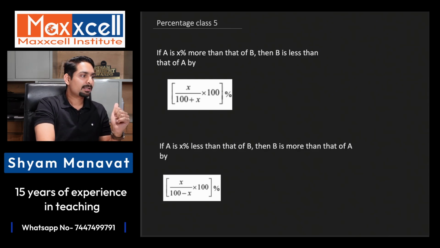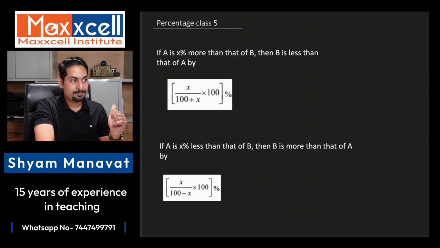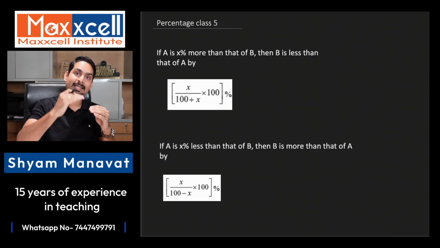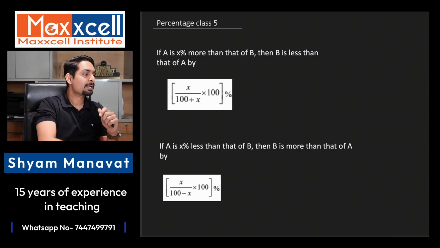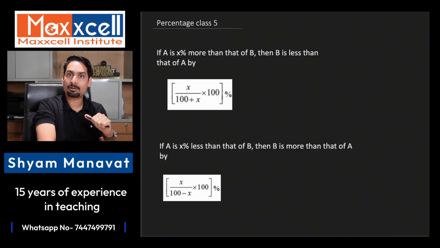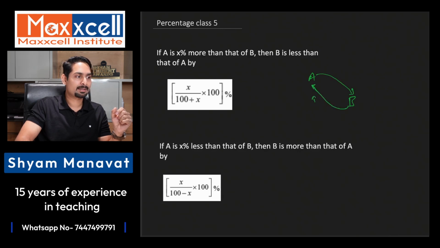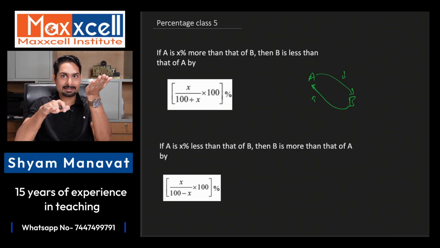Suppose A is X% more than B. As I said earlier also, if you say more or you say increase, it's one and the same thing. So A is X% more than B, then B is less than A by what? It is quite obvious that if A is more, B is less, so from A to B we decrease, and from B to A we have to increase.